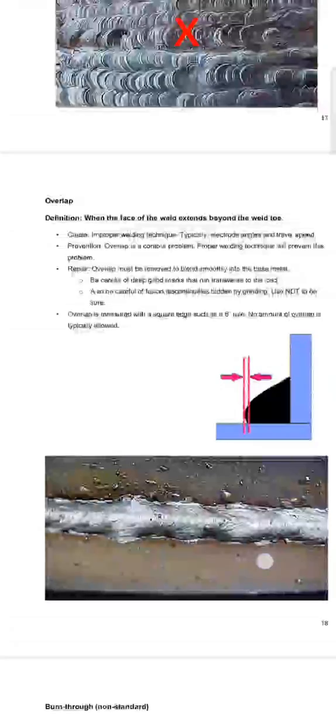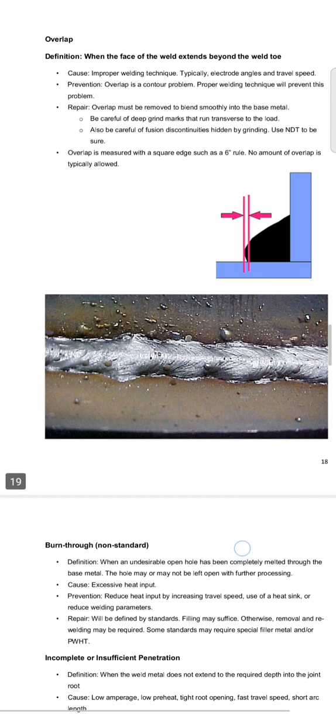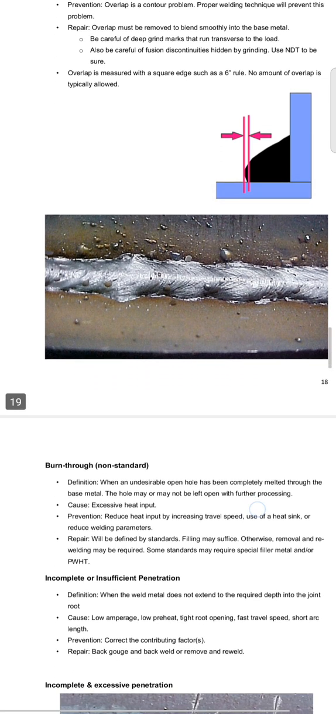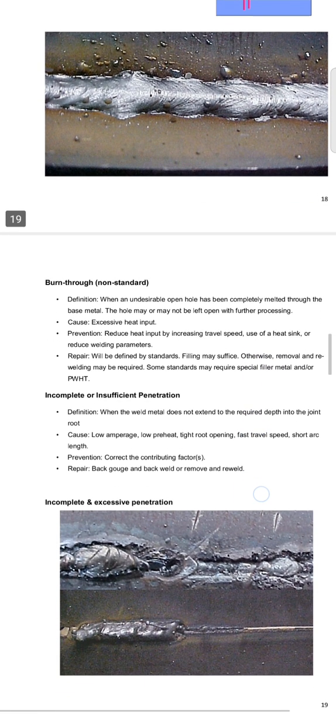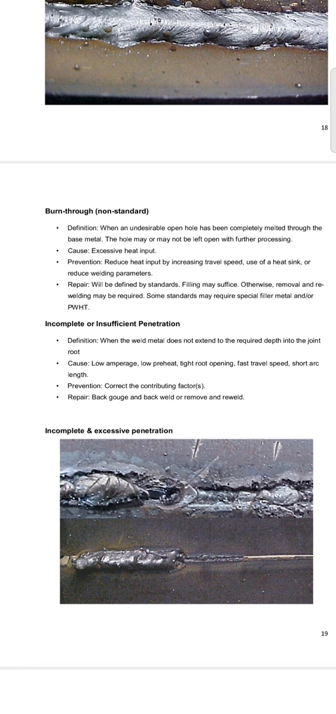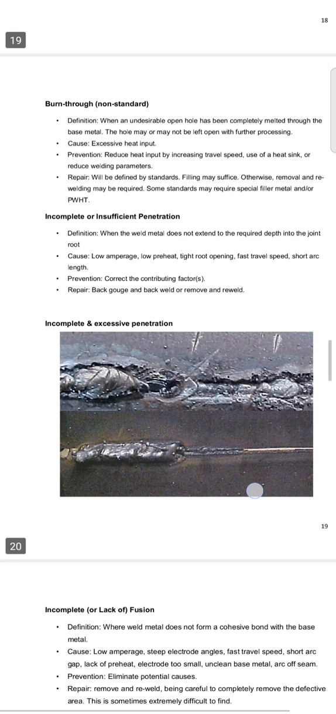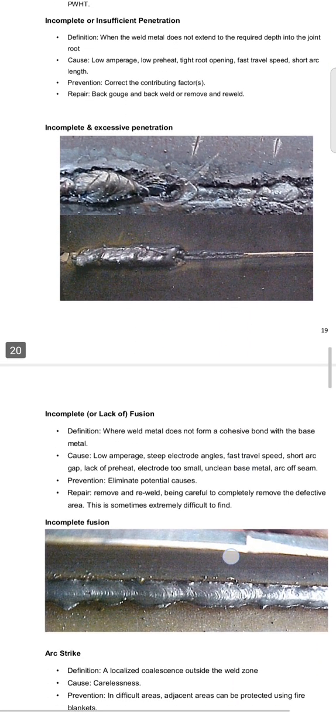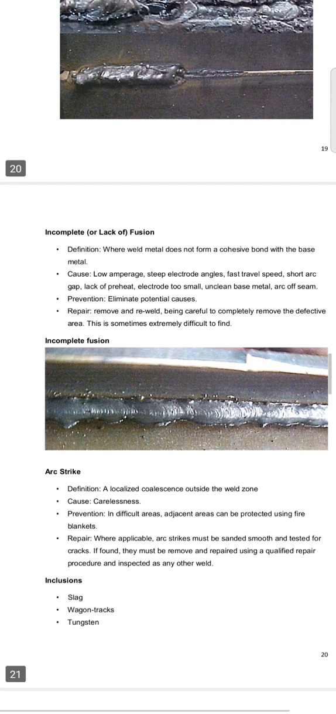Overlap. Definition: when the face of the weld extends beyond the weld toe. Cause: improper welding technique, typically electrode angles and travel speed. Prevention: overlap is a contour problem. Proper welding technique will prevent this problem. Repair: overlap must be removed to blend smoothly into the base metal. Be careful of deep grind marks that run transverse to the load. Also be careful of fusion discontinuities hidden by grinding. Use NDT to be sure. Overlap is measured with a square edge such as a 6 inch rule. No amount of overlap is typically allowed.